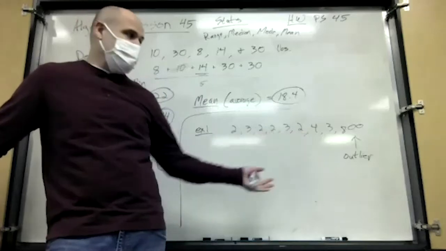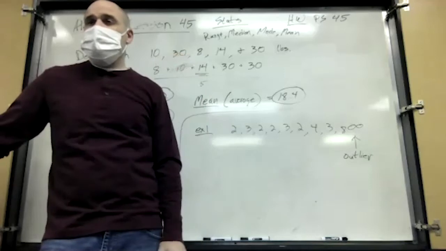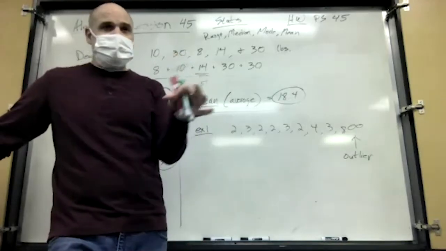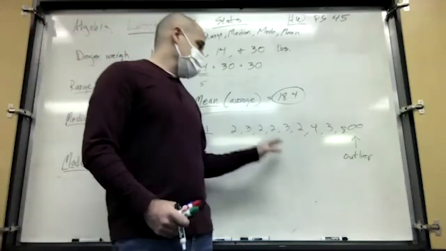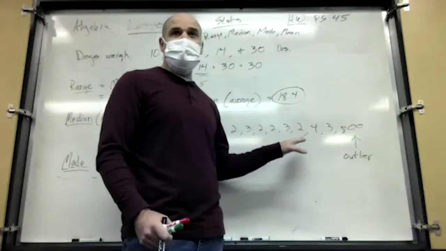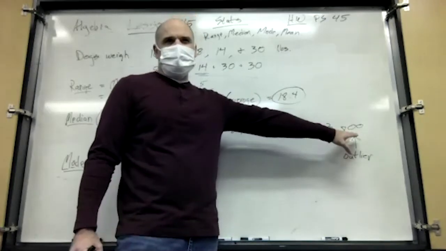Now you can have a small outlier. You could have like a negative 800 or whatever. That can be considered an outlier. Now there is a mathematical equation that determines whether something is an outlier. But when you have 2s, 3s, 4, and an 800, then this is obviously an outlier, right?